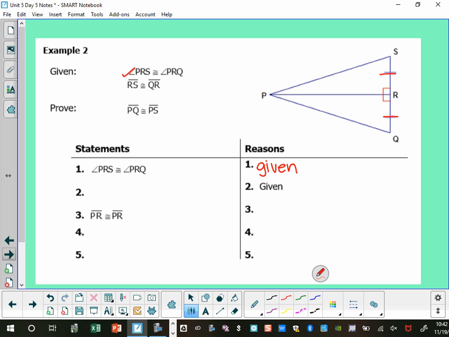What else is given? RS is congruent to QR. Guys, on your test, this is half the battle. If there's 8 points here, you at least have 2 of them because one was given, you just had to write in the other given.